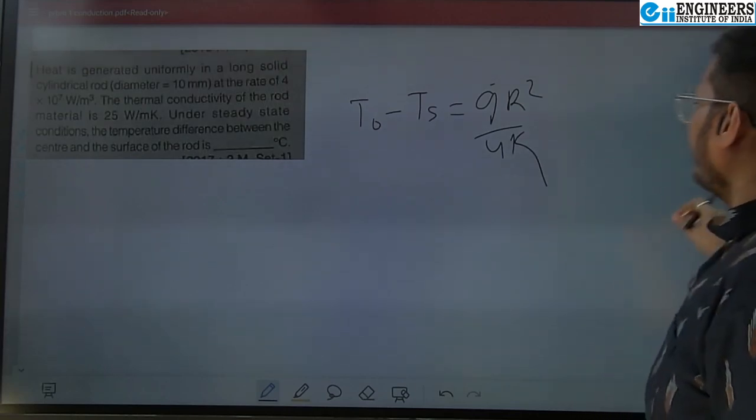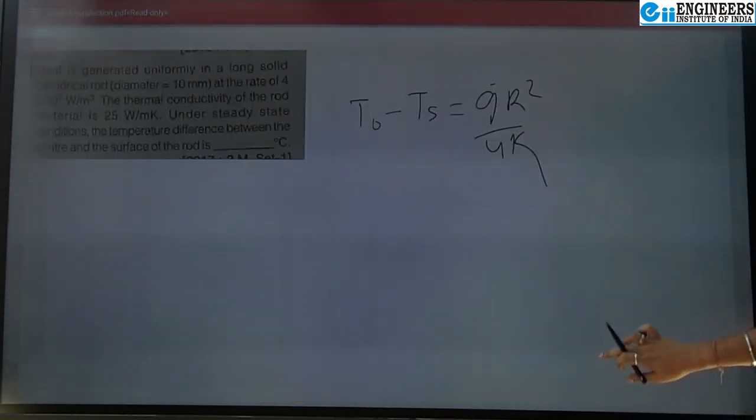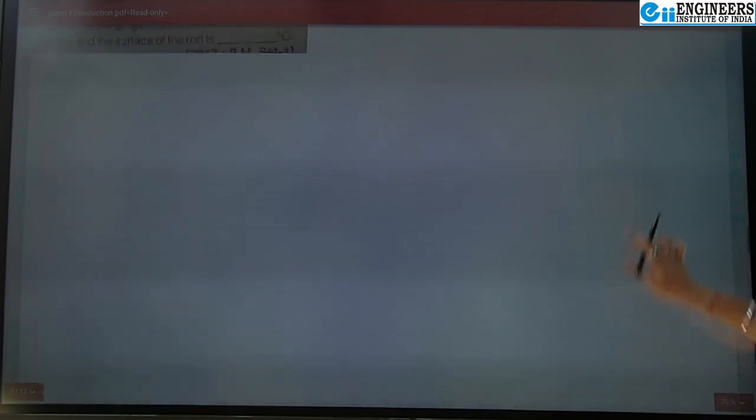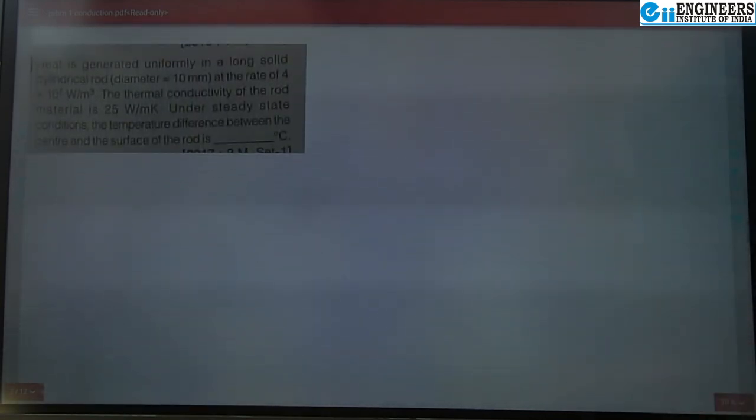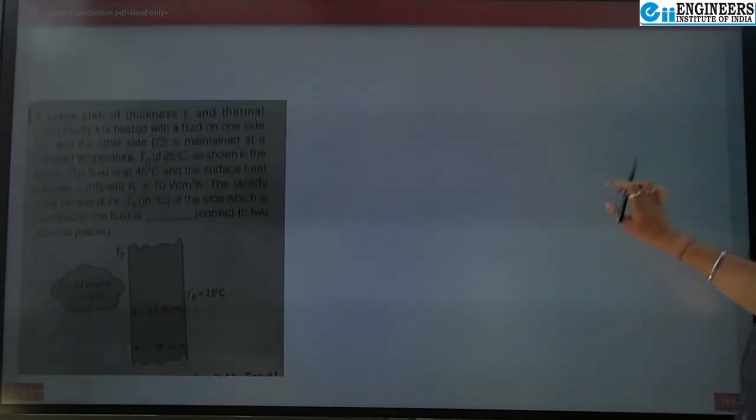You try to solve this question. Hope you got this question right. It is a simple direct application of the heat generation portion that we have been discussing. So it is Q dot R square by 4K, and hope you were clear with what we have studied. Now moving on to another question.